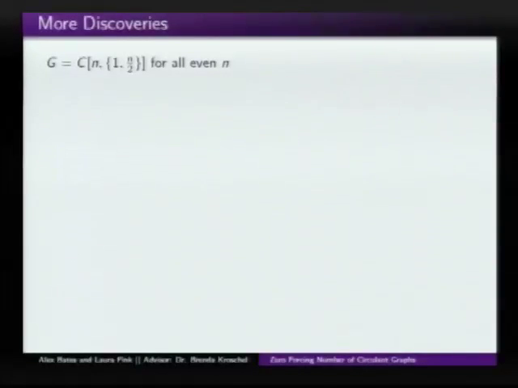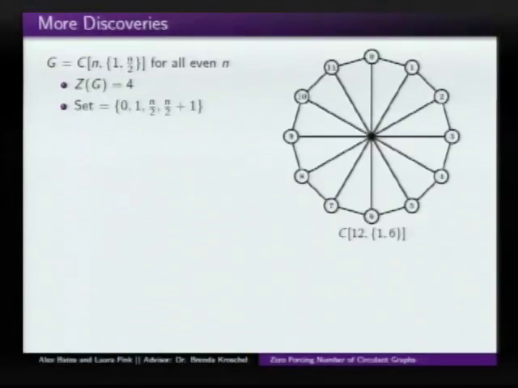Another pattern that we noticed is that for a circulant graph on n vertices with connections 1 and n over 2, where n is even, we found that the zero forcing number is 4. And you can read the set there. That'll become more apparent through this example.